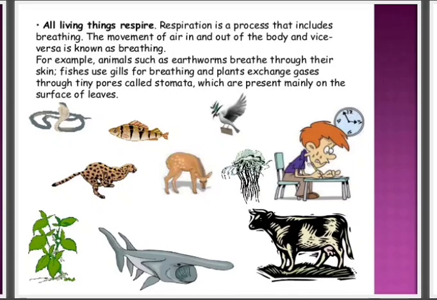The movement of air in and out of the body and vice versa is known as breathing. For example, animals such as earthworms breathe through their skin. Fishes use gills for breathing, and plants exchange gases through tiny pores called stomata, which are present mainly on the surface of leaves. So there are a variety of animals and plants on our earth, but they all require air for their survival. So all the animals and plants respire in a different way.